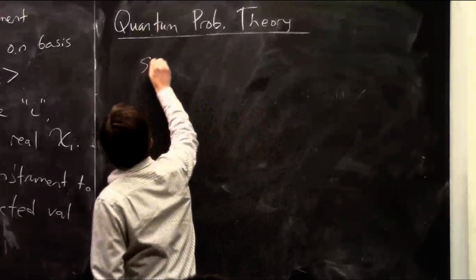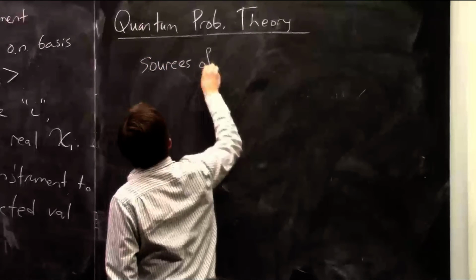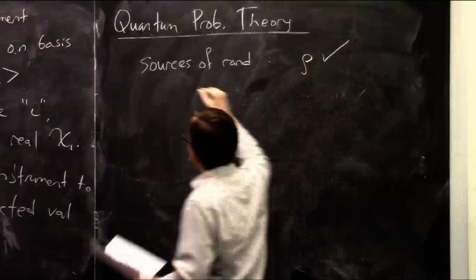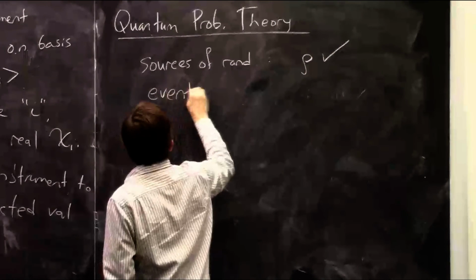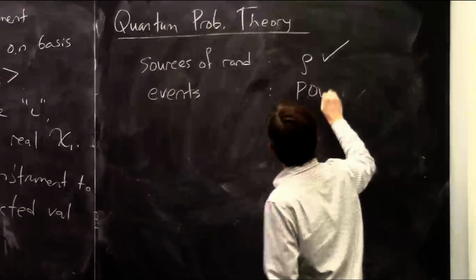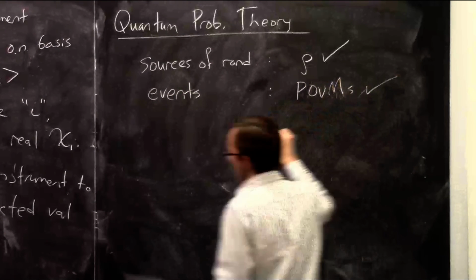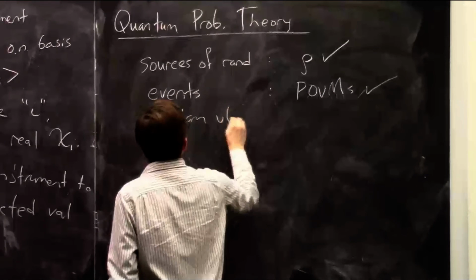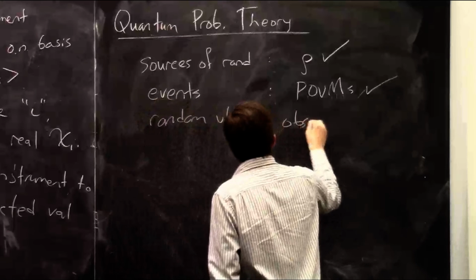And so we saw sources of randomness. These were our density matrices rho. And we saw the analog of events. That was these POVMs. And we saw the analog of random variables. That was observables.